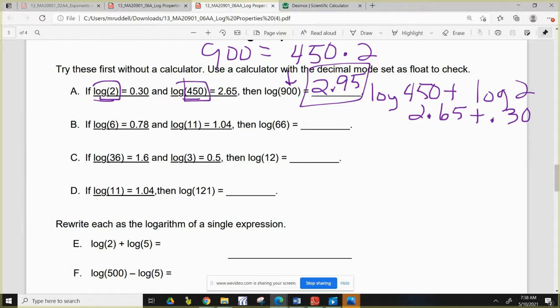Letter B, same thing. We're going to see if we can combine the two logs that we know to make this 66. What do we know? We know 6 and 11. 6 times 11 is 66. That means we're going to add. What are we going to add? This and this.